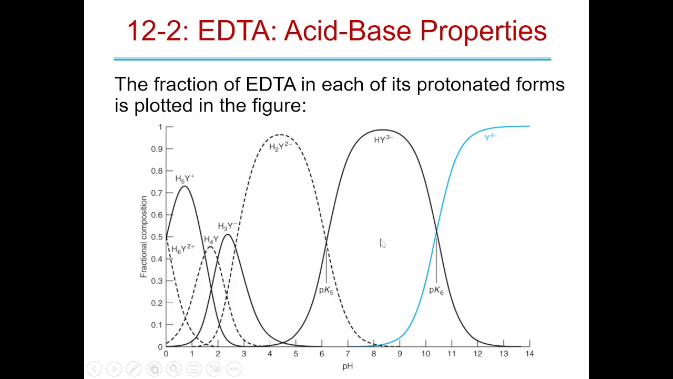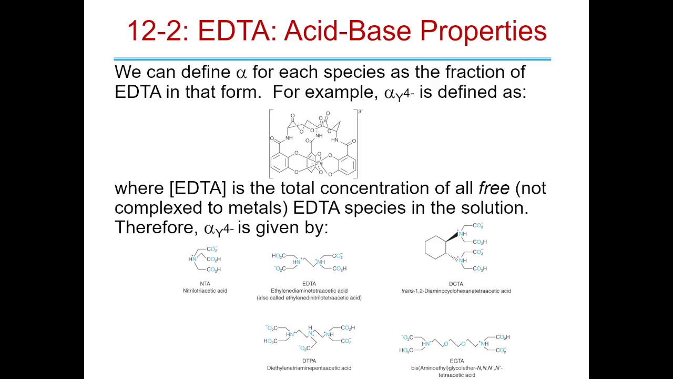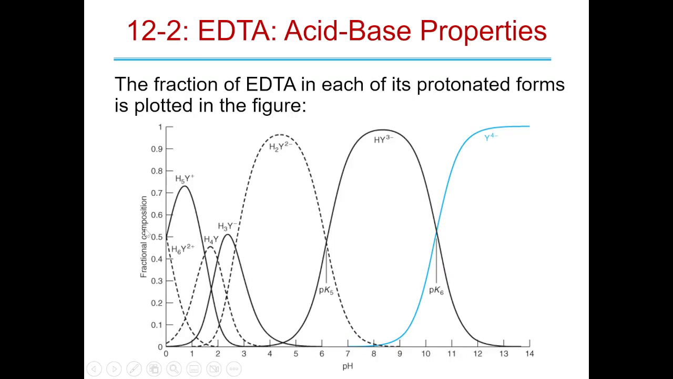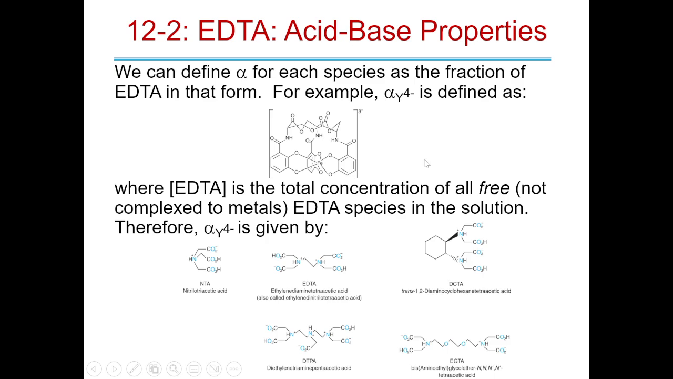So the pH is halfway between those, it's right there. Again, the alpha here is the fractional composition that we were just talking about. The alpha fractional composition for each species is the fraction of EDTA in that form. This would be the alpha Y4 minus right here. That would be the concentration of this species.